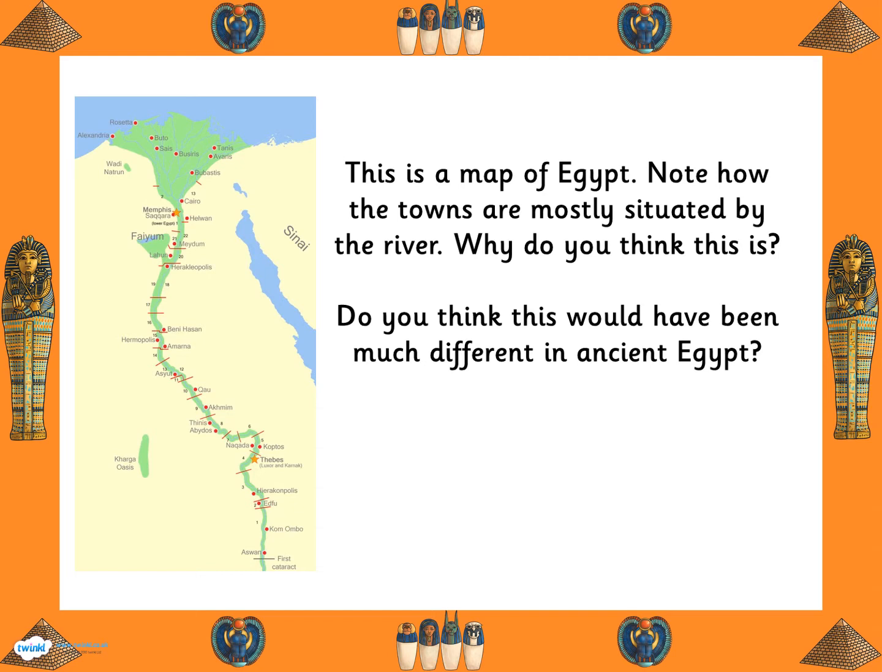It's beside the river because they would use it in everyday life, and the ground was much more fertile so they could grow plants and crops. Do you think this would have been much different in ancient Egypt?